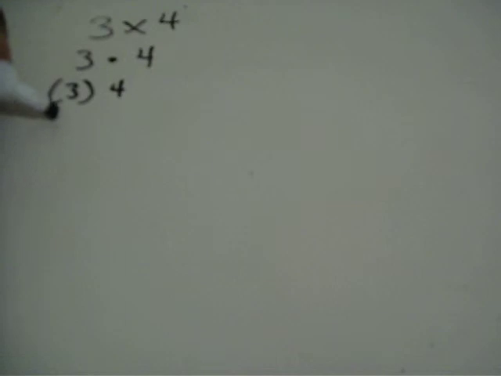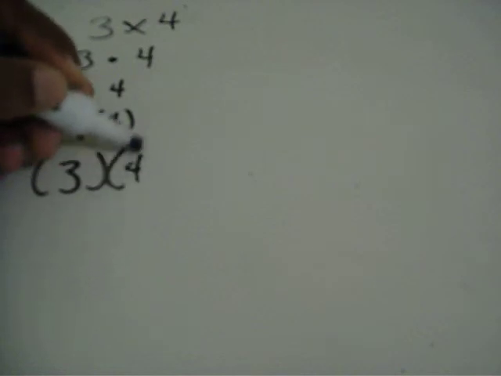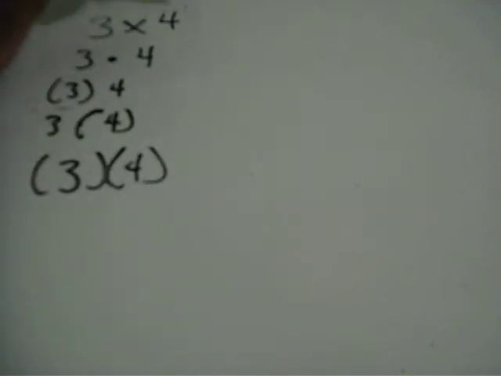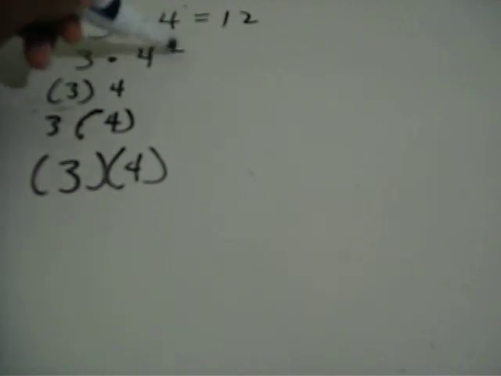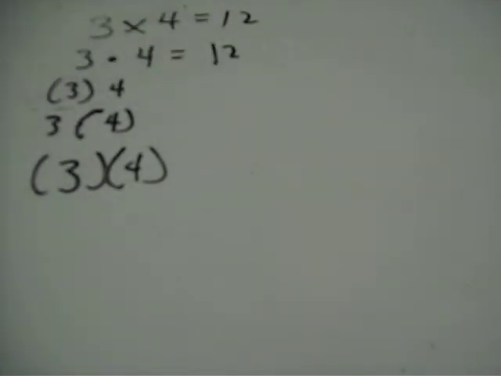Or if I put parentheses around the 4 and not the 3, that's 3 times 4. Or if I put parentheses around both, that's still 3 times 4. So 3 times 4 is 12, and these are all just 3 times 4. That's the first thing you need to know.